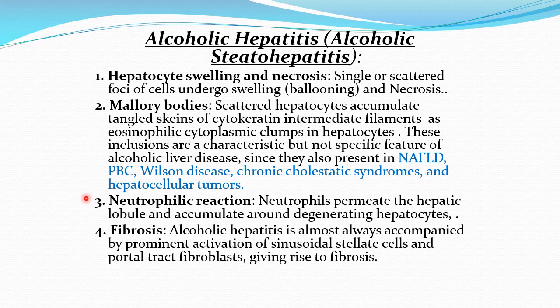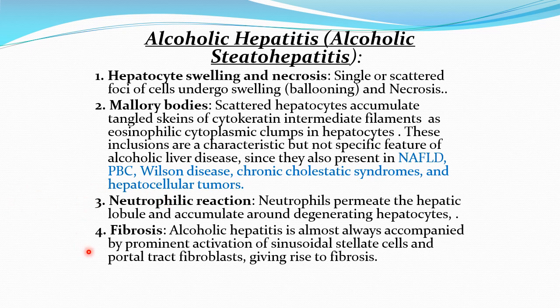Then third is the neutrophilic reaction. So neutrophils permeate the hepatic lobule and accumulate around the degenerated hepatocytes. Swelling is occurring here, necrosis is occurring, so degeneration is happening, so in its surroundings what will happen? Neutrophilic reactions. Neutrophils are accumulated there.